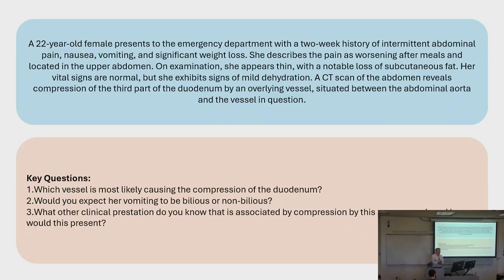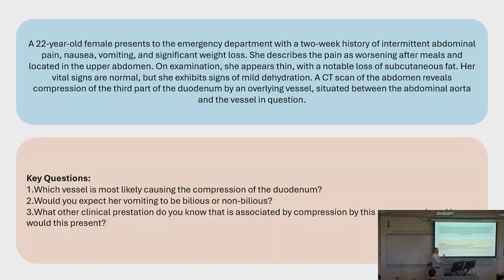Okay. A CT scan of the abdomen reveals compression of the third part of the duodenum by an overlying vessel, situated between the abdominal aorta and the vessel in question. So what vessel is likely causing the problem here if it's going over top of the horizontal component of the duodenum, so that's the third division, compressing against the aorta? SMA. So this is the superior mesenteric artery.